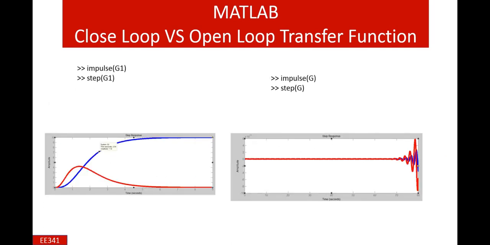Okay, here is the time domain comparison of the open loop and closed loop transfer functions. Interestingly, the open loop transfer function is showing stable behavior and the closed loop transfer function is showing unstable behavior. But we can tune it toward stability by using different types of controllers.